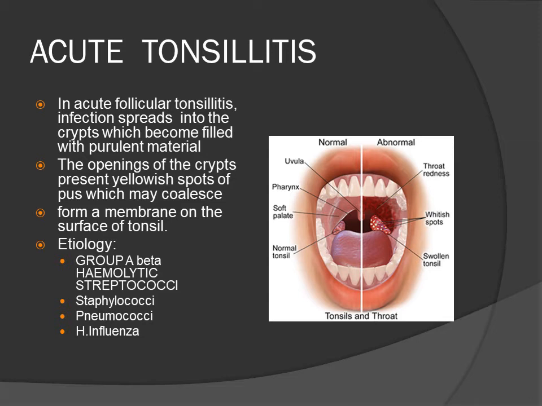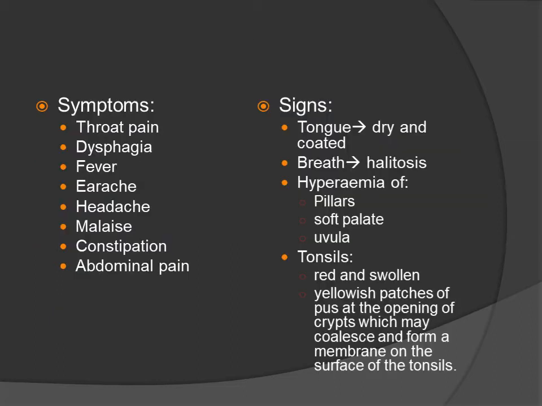Acute membranous tonsillitis is one of the commonest causes for membrane or white patch over tonsil. We will have a detailed lecture for acute tonsillitis later. Today, we will be highlighting few points. Symptoms of acute tonsillitis consist of throat pain, dysphagia, fever, earache, headache, malaise, constipation, and abdominal pain. Signs include coated tongue, halitosis, redness of pillar, soft palate, and uvula. Tonsils will be congested with yellowish patches over the crypts.